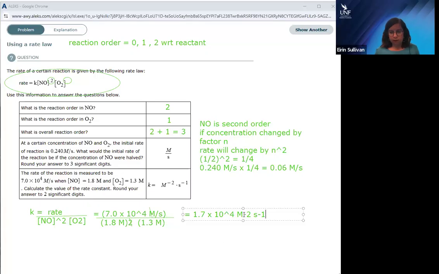Okay, so that is just going to be a plug and chug. You do have to be very careful of your units for K, especially if you've got like a factor of 2 in the rate law, etc. All right, so hopefully that is helpful for you.